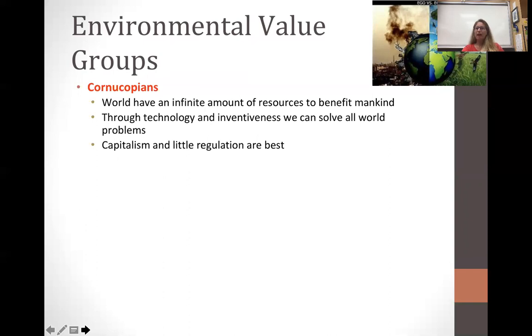Capitalism is best, and we shouldn't have a lot of regulation. We shouldn't have a lot of laws. We shouldn't have a lot of taxes. And I'm going to utilize nature in order to make a ton of money. Earth is a ship and humans are the captains. We control the earth again.